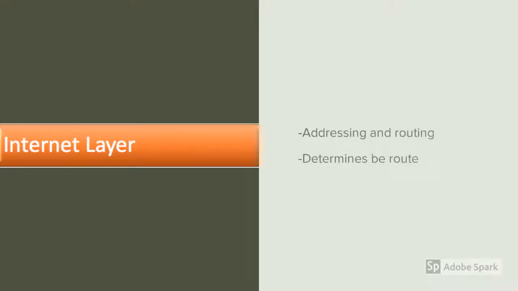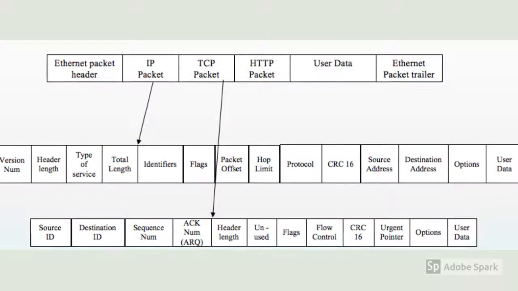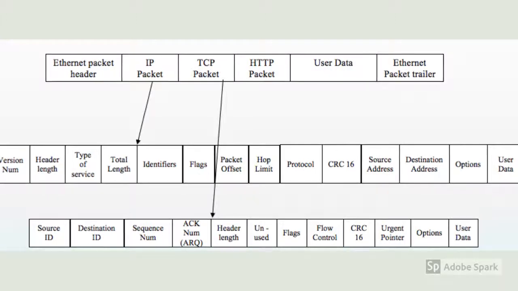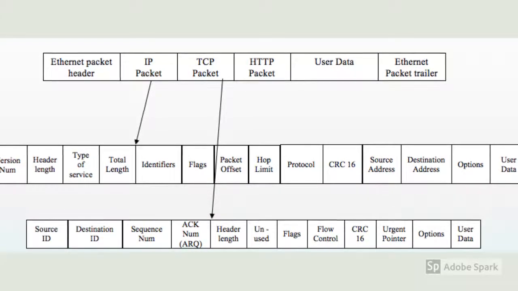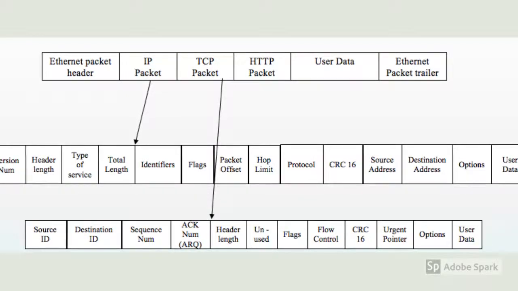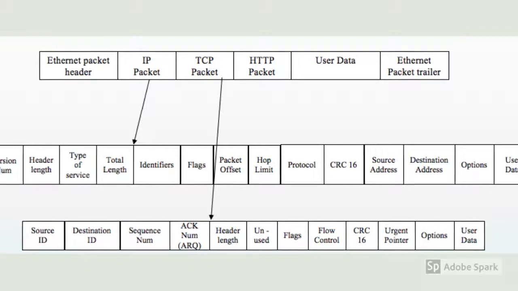The Internet layer is responsible for addressing and routing of packets. It determines where the next computer message should be sent to so that it can follow the best route through the network. Here you can see the adding of extra information to the message, which is the user data. As the message moves through the Department of Defense model, this process of adding information is called encapsulation.